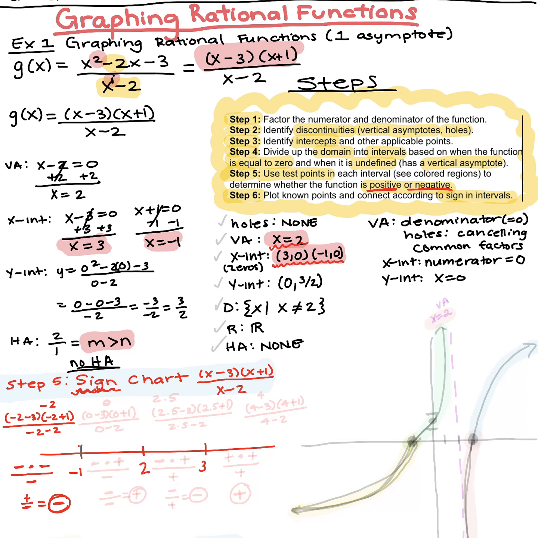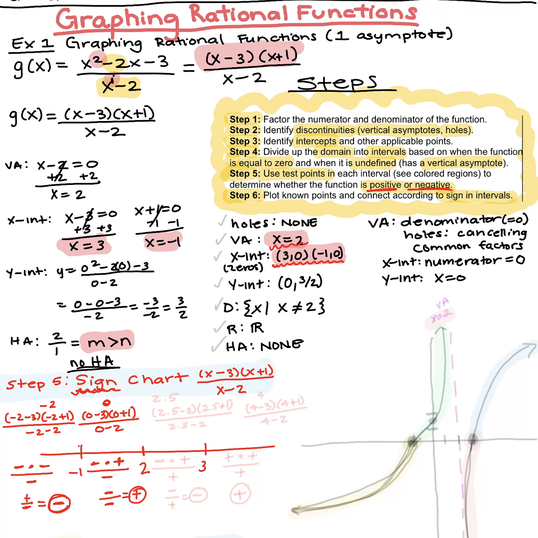Okay? And so now we have to pick a number between -1 and 2. I'm going to pick 0. So now I'm going to have 0 minus 3, 0 plus 1, and then 0 minus 2. Well, what's 0 minus 3? 0 minus 3 is a negative number, and then 0 plus 1 is a positive 1. So I'm going to put times a positive, divided by 0 minus 2, which is a negative. So a negative times a positive is a negative, and then divided by a negative. So now a negative divided by a negative is going to be a positive. So anything between -1 and 2 has to be positive.